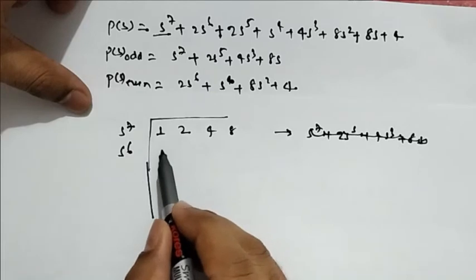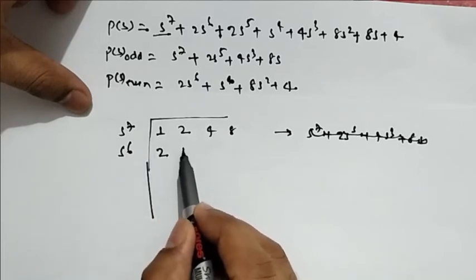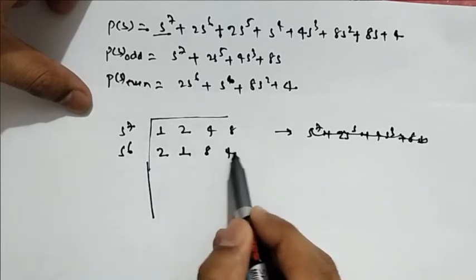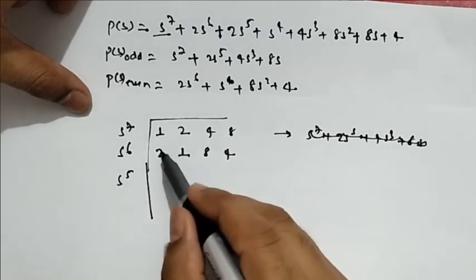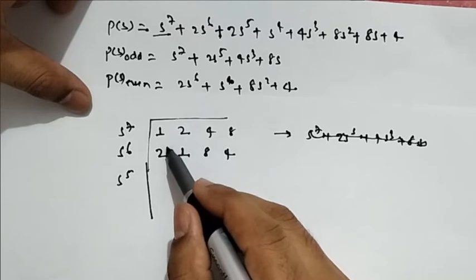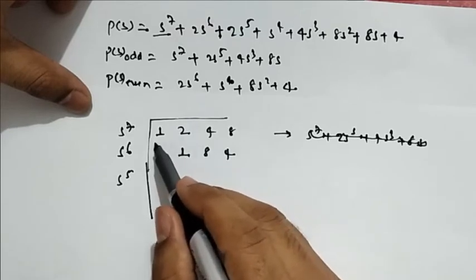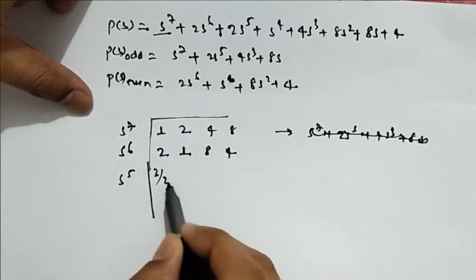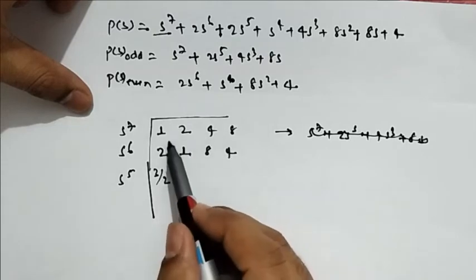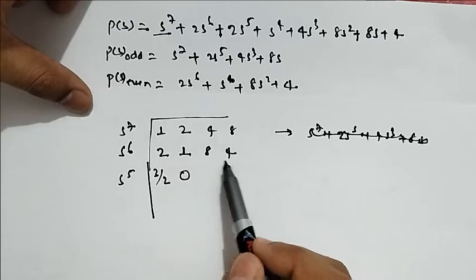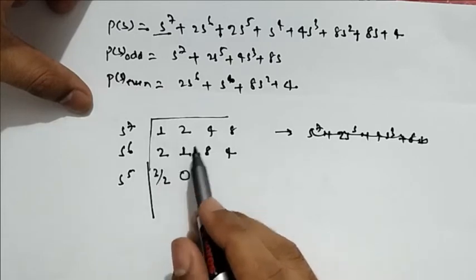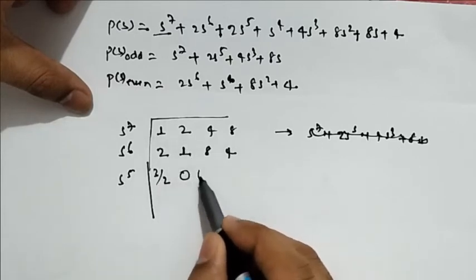Now as per s to the power 6, what will be 2? 2, 1, 8, 4. Now for the s to the power 5 term, what are we going to do? We are going to apply 2 times 4 minus 1 by 2. It is going to give me 3 by 2. 2 times 4 is 8, 8 by 1. This is going to give me 0. 2 times 8 is 16 minus 4 is 12, by 2. It is going to give me 6.